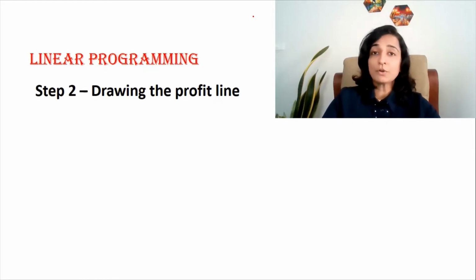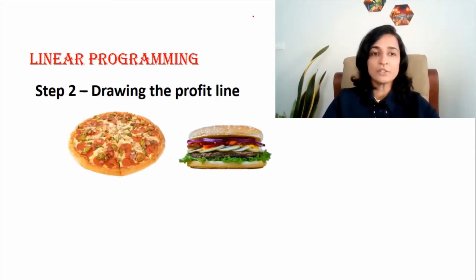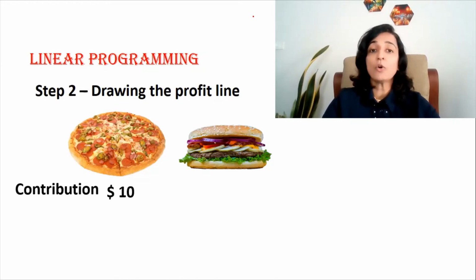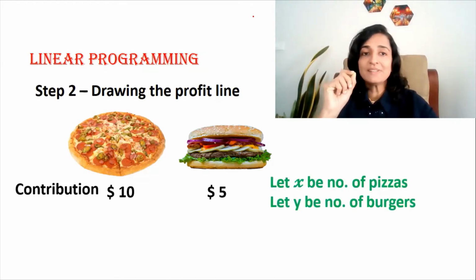So let's get started on how to draw a profit line. So here we are going to draw the profit line. So here are our two products, the pizza and the burger. The contribution of one pizza is $10 and the contribution of one burger is $5. We shall assume that X is the number of pizzas and Y is the number of burgers.